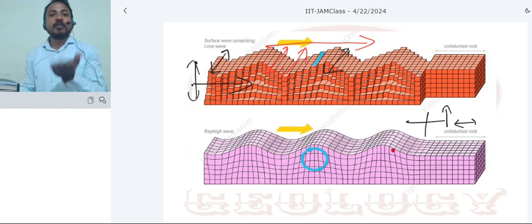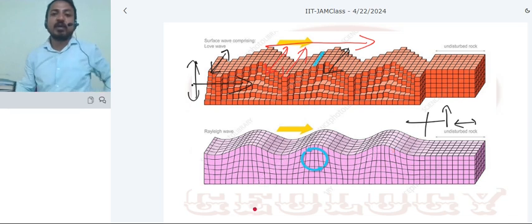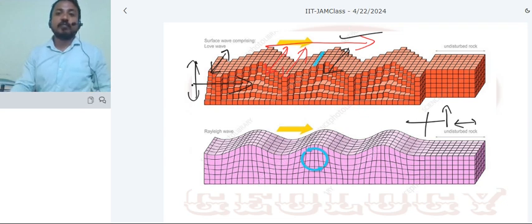So the S wave vibrates up and down, perpendicular to the ground, and the L wave vibrates parallel to the ground, and both vibrate perpendicular to the propagation direction. Understood? Do you have any doubts?